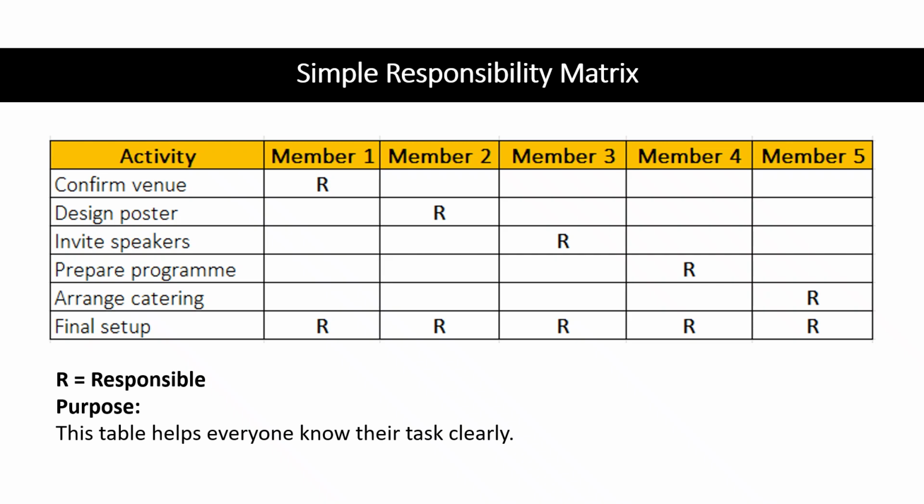Member 4 may be responsible for preparing the program. Member 5 may be responsible for arranging catering. For final setup, all members may be responsible because it requires teamwork. The letter R means responsible. This table is useful because it helps everyone understand their task clearly. It reduces confusion, avoids duplication of work, and improves accountability.